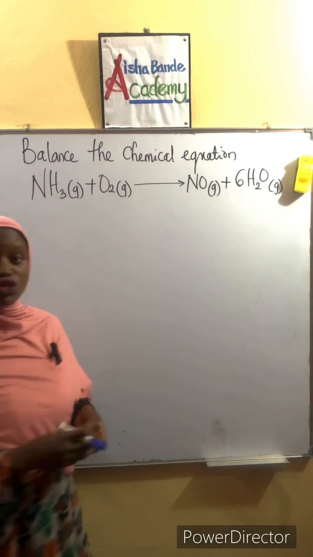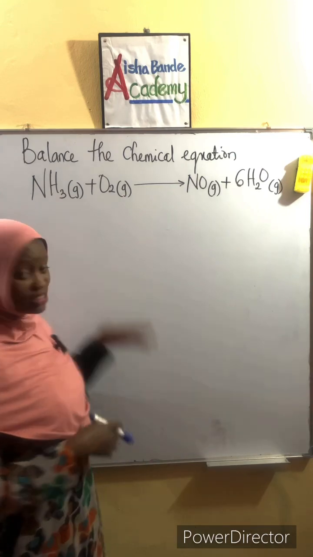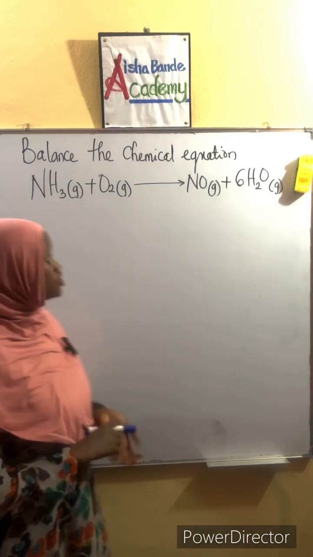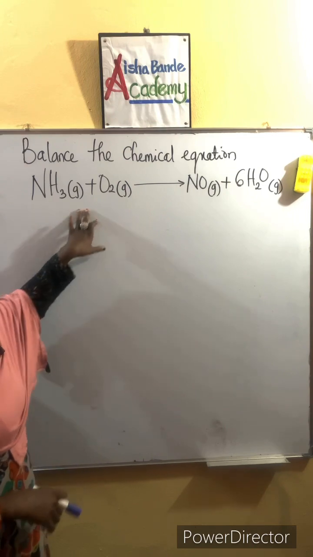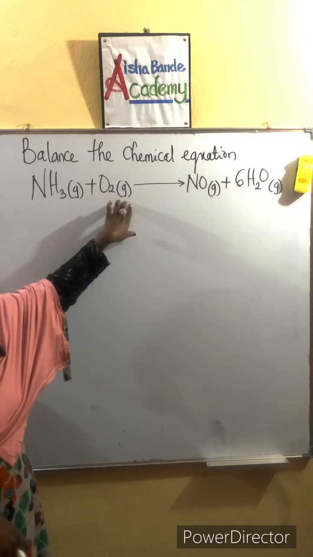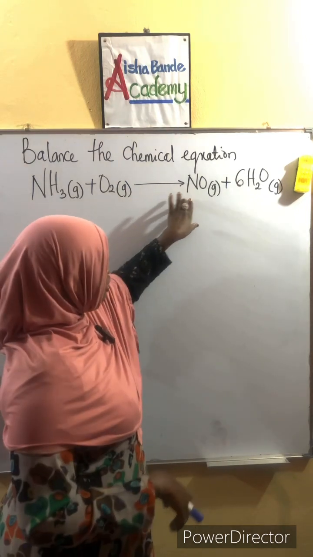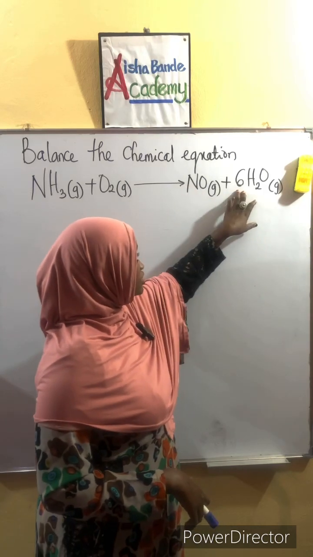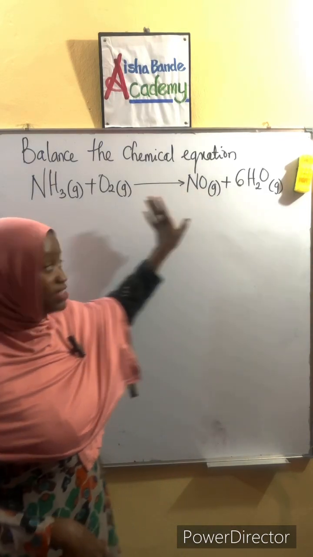So we have a question which is asking us to balance a chemical equation, which is NH3 in gaseous state plus oxygen in gaseous state, which produces NO in gaseous state plus 6H2O. So we have to balance this chemical reaction.